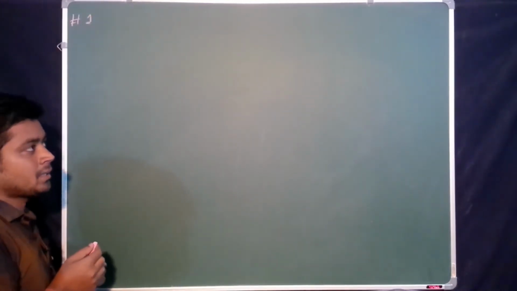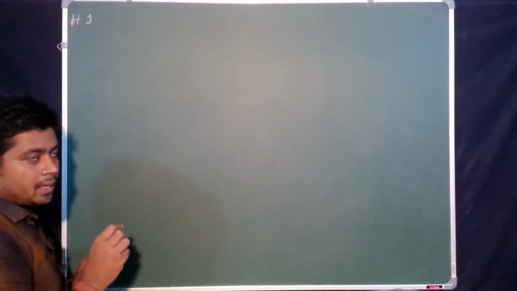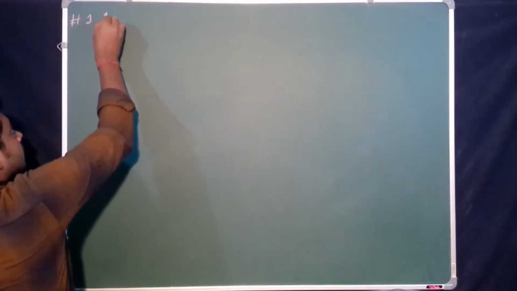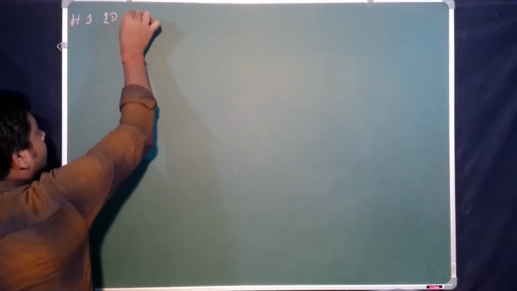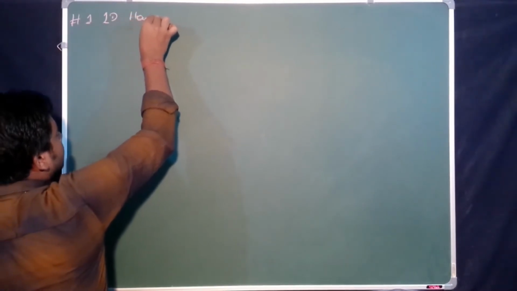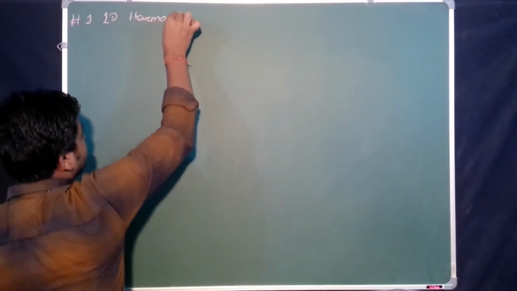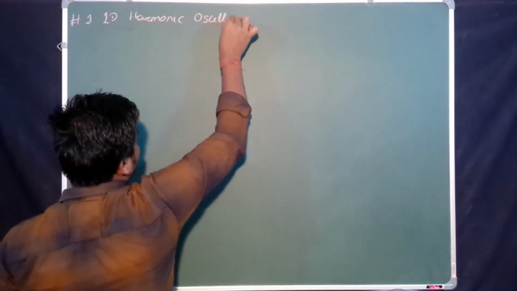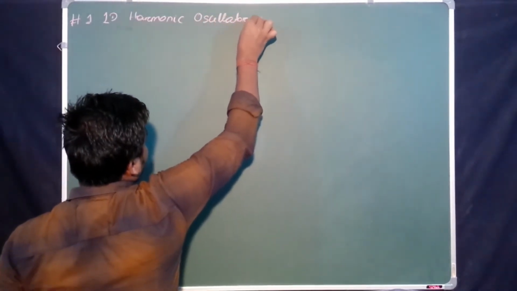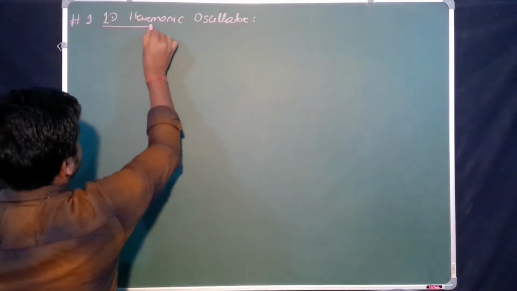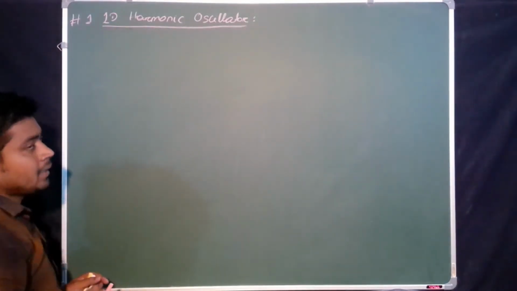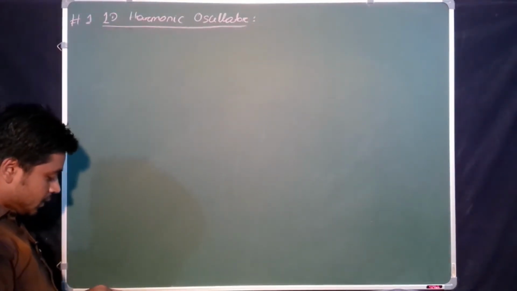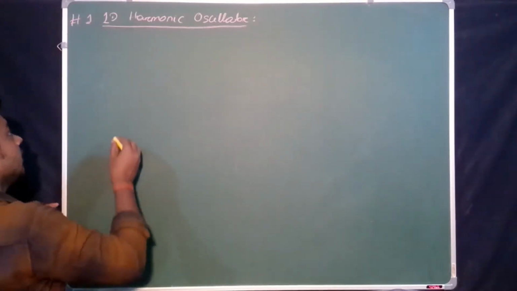First one. Let us take the simple harmonic oscillator. Here we take a 1D harmonic oscillator. Okay, 1D harmonic oscillator. Just see. What is this 1D harmonic oscillator? This 1D harmonic oscillator has a setup.